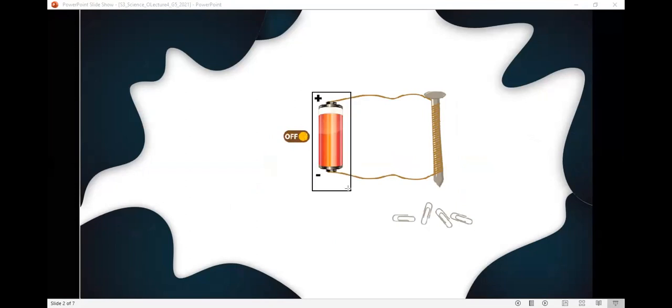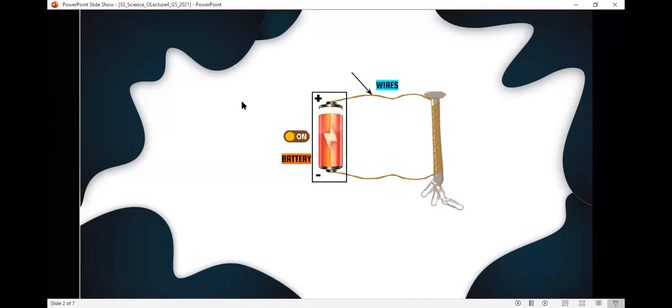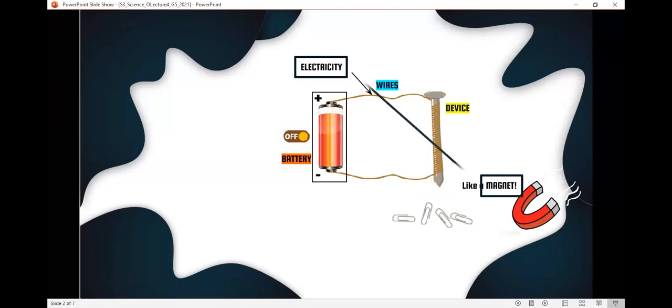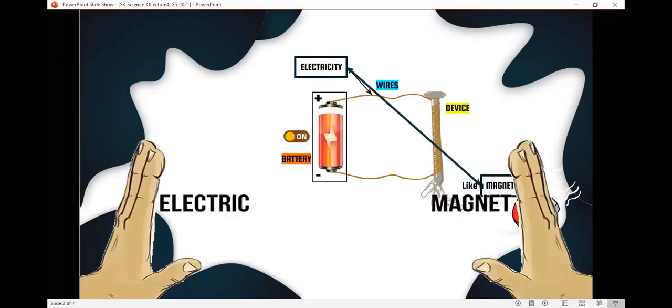Excellent. But first of all, what do we have? We have a battery. And what is this? Wires. And this is an electromagnet. So we are using electricity. Here is the battery, here are wires, and this is the device. We are using electricity coming from the battery to build a magnet. That's what we call an electromagnet.